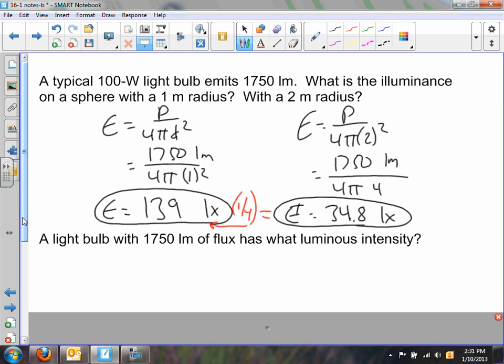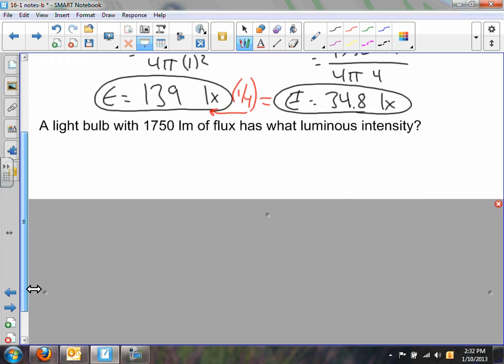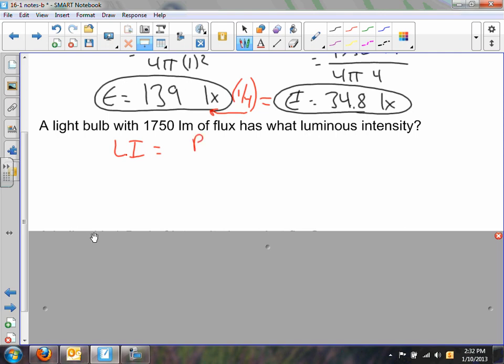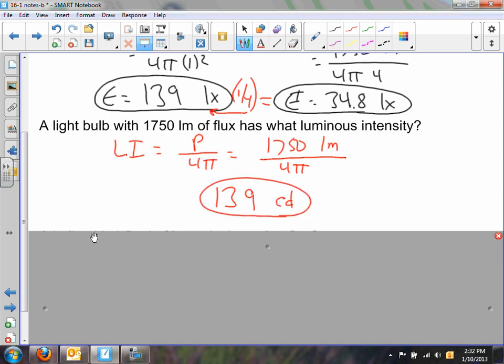There's a second problem. The same light bulb has this much flux. How much luminous intensity is there? Well, luminous intensity is simply flux over 4 pi. Our 1,750 lumens of flux divided by 4 pi would equal 139 again, but since this is luminous intensity, the units are candelas.